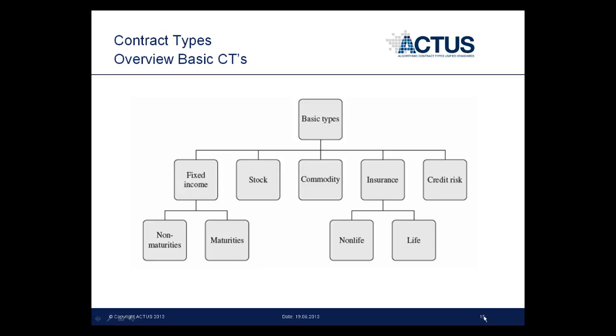We continue with the overview of basic contract types. The next group is the group of stocks. These are the classical stocks or shares as they are traded on the stock exchange. The next group is the commodity group.